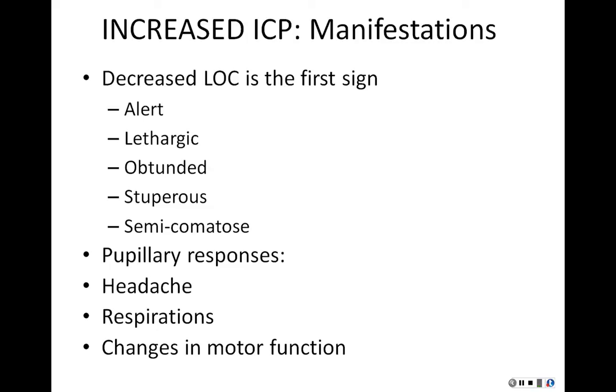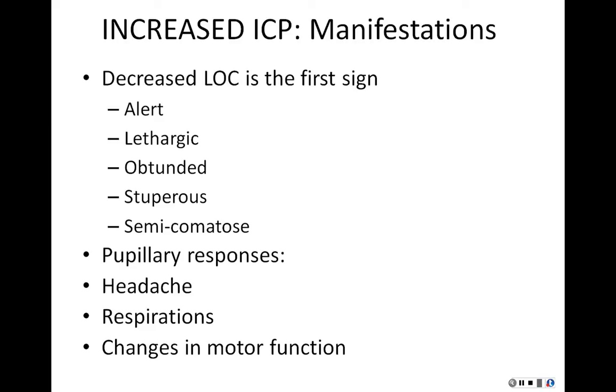The pupils, we said the level of consciousness is the first thing. Then we have the pupils. Early on, symptoms will be diplopia, blurring, or decreased acuity of vision. And then later signs, of course, will be change in the size or the response to light or stimulation. Headache early on might just be vague. Later, it might be much more severe and also accompanied by nausea or even projectile vomiting.